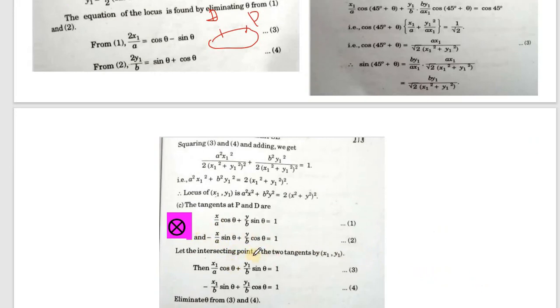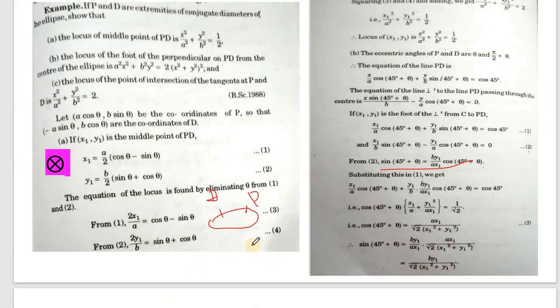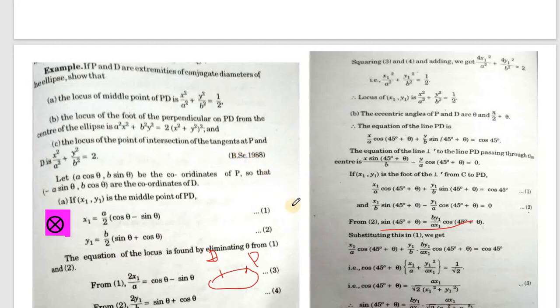So the third subdivision, the tangents at P and D: find the locus of the point of intersection of the tangents at P and D. So you write out the equations of the tangents at P and D. So you have this. Now at the intersecting point of the two tangents, let it intersect at the point x1, y1. Then x1 by a cos theta, it will lie on the line, so it will have to satisfy the equation. So you have this.